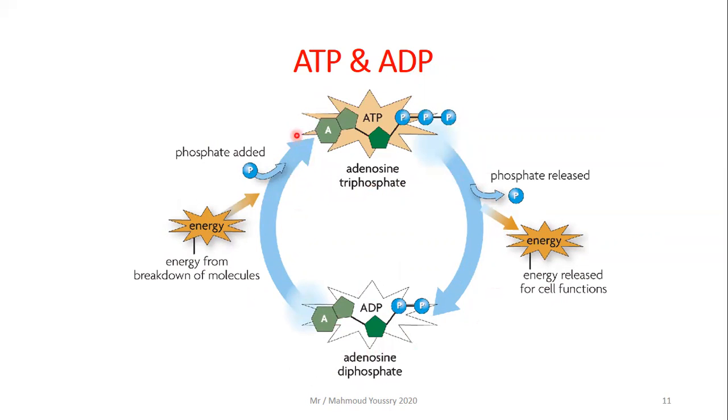So this is like a cycle. Do you remember the wallet example? So ATP is a wallet filled with money.